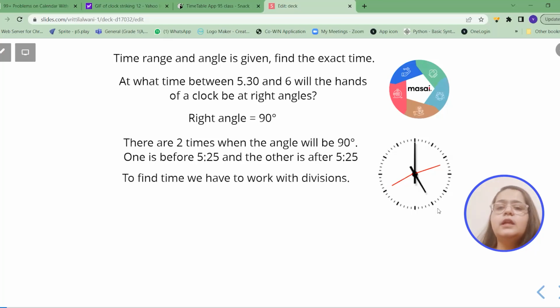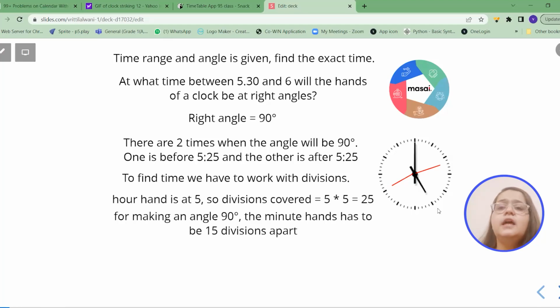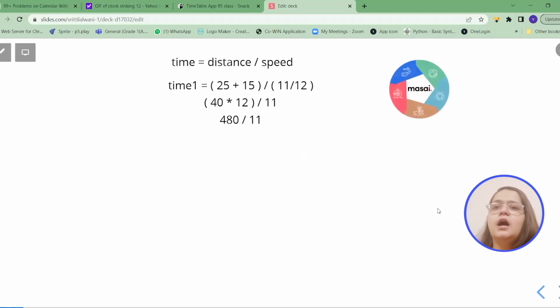So to find the time, we need to work on the divisions. The hour hand is at 5. That means the divisions would be 5 times 5, because each hour has 5 divisions. That brings the total to 25 divisions. And when we talk about an angle of 90 degrees, 90 degree means it would take 5, 10 and 15 divisions. So 25 divisions plus 15 divisions will give us the answer. How can we do that?